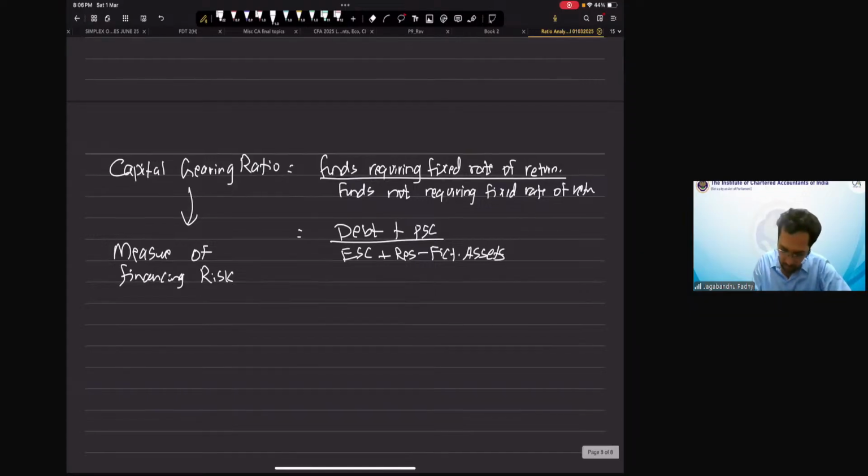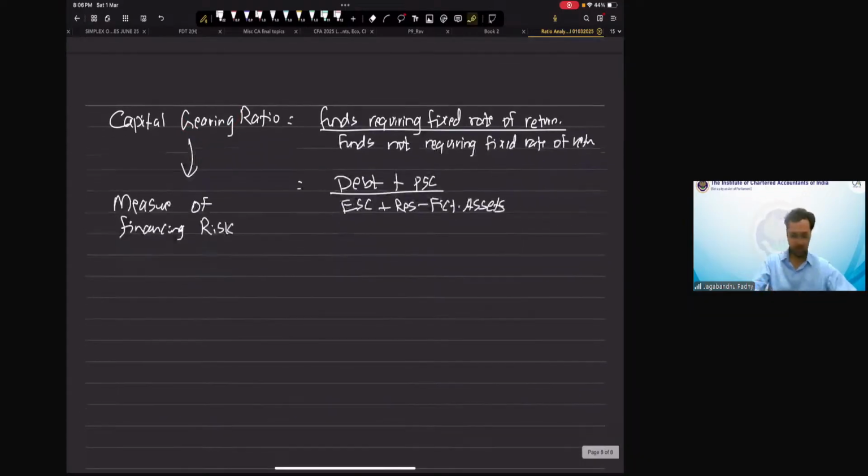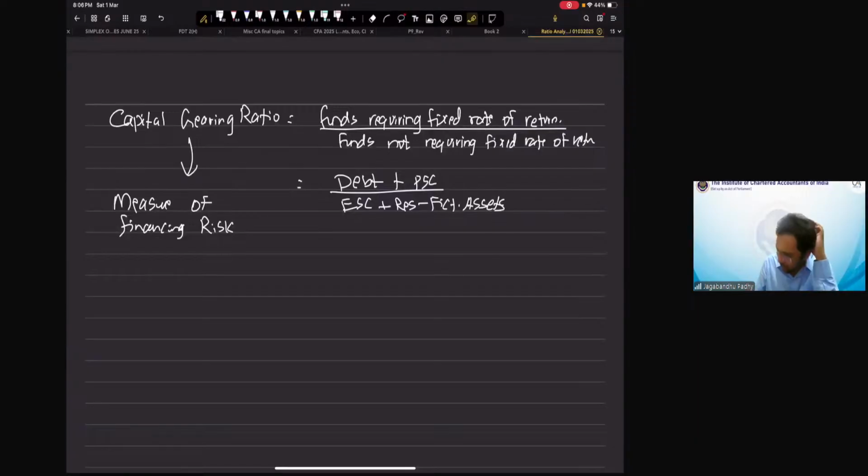Now, from where did we get this word gearing? Gearing has actually come from the word which we have in our automobile vehicles, which is gears. How many of you know driving? Not the scooty ones, but the geared vehicles. Do you know how to drive geared, maybe a motorcycle or maybe a car?